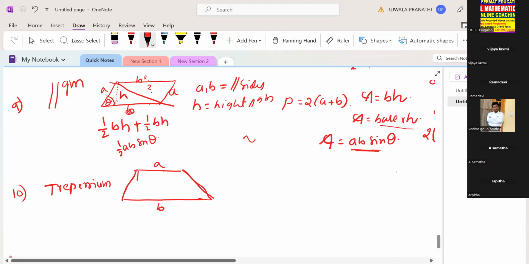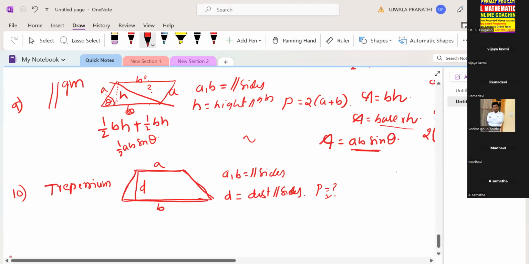And the distance between parallel sides is D. Now, here A comma B are the parallel sides, and D is the distance between parallel sides. Now, to find area: perimeter is immaterial for a trapezium. If the non-parallel sides are given, then we can find the perimeter. But here only two sides are given. So in this trapezium, perimeter is immaterial here.